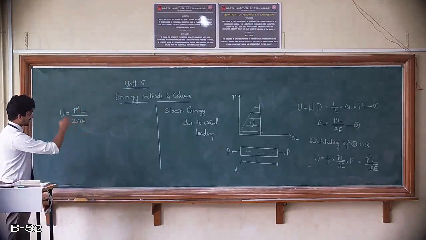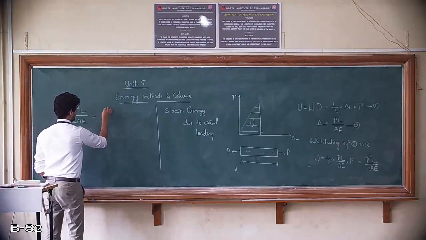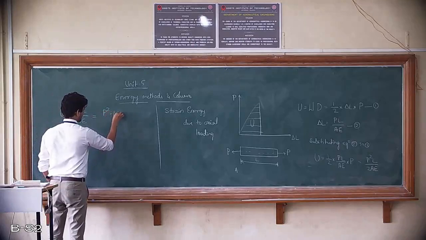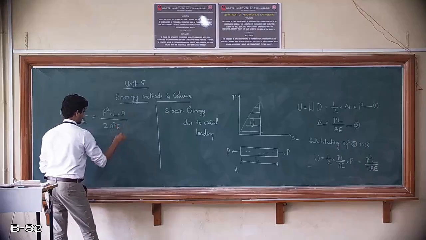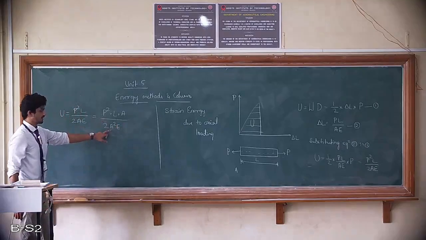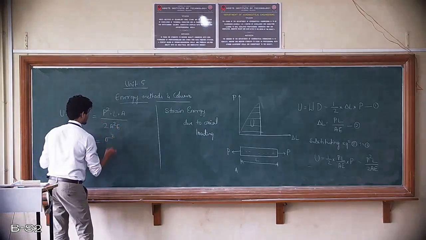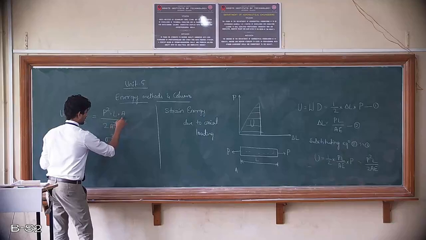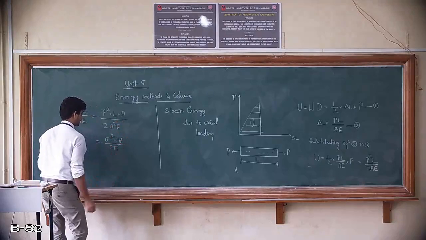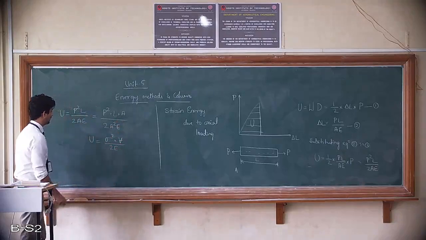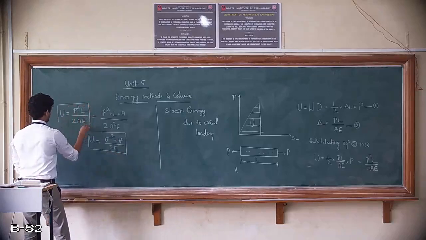That is the strain energy, the same equation I am writing here. Now, if I multiply and divide by area, that will be P square times L times A divided by 2A square E. Now, P by A, load by area, is stress. So I can rewrite it as stress square times length times area, which is nothing but volume, divided by 2E, which is again another form of the strain energy equation. This is one form.